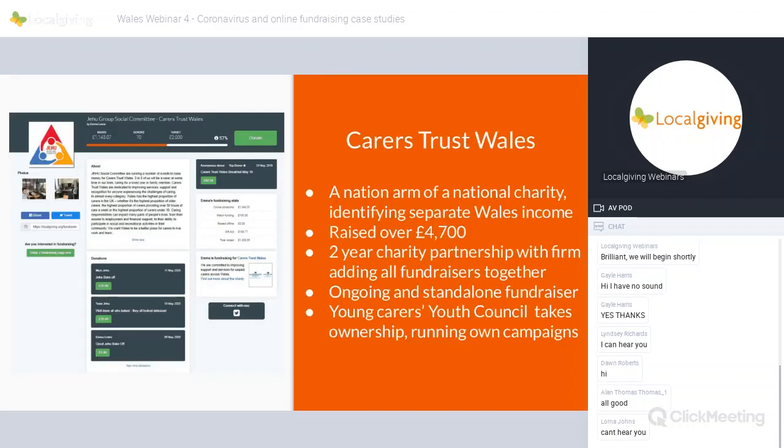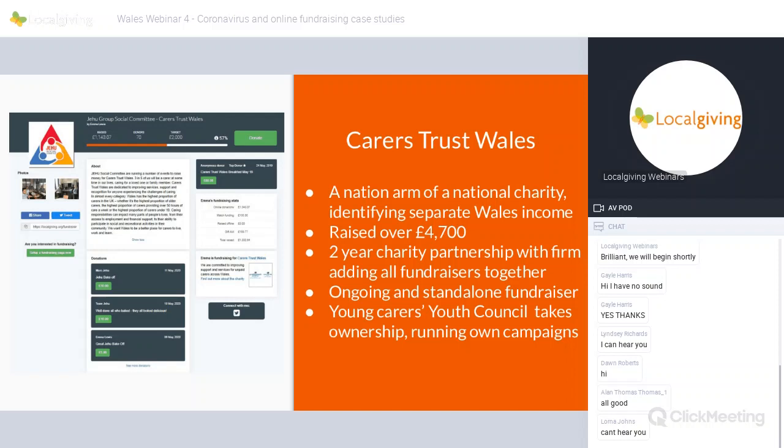The other fundraising example I wanted to talk about is Carers Trust Wales, because not only have they had fundraisers in the normal way, but they've also had a corporate do fundraising for them. So by that, I mean that they've got a charity partnership with a business, and that business then is aiming to raise £2,000 for them over 2 years through all the small fundraisers that their staff are doing anyway. So, for example, things like cake sales or dress down days or Christmas jumper days, every small bit of fundraising they do goes into that fundraiser page, adds up across the 2 years.